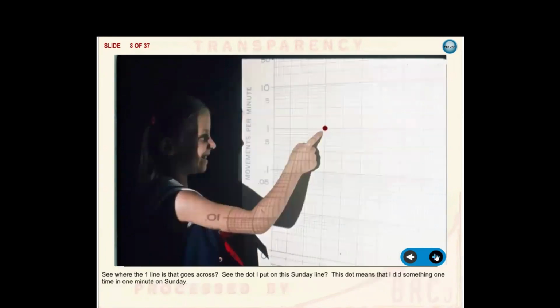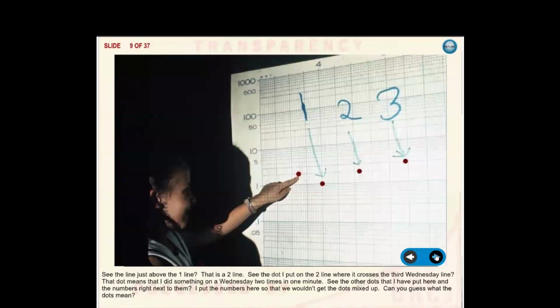See where the one line is that goes across? See the dot I put on this Sunday line? This dot means that I did something one time in 1 minute on Sunday. See the line just above the one line? That is a 2 line. See the dot I put on the 2 line where it crosses the third Wednesday line? That dot means that I did something on a Wednesday 2 times in 1 minute. See the other dots that I have put here and the numbers right next to them? I put the numbers here so that we wouldn't get the dots mixed up.